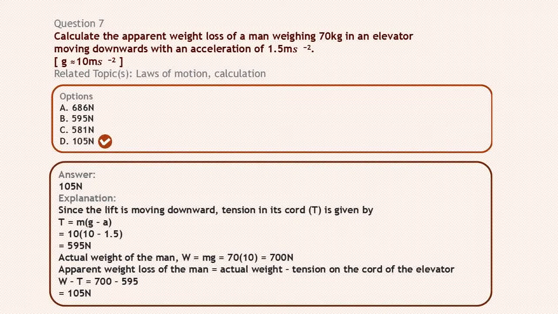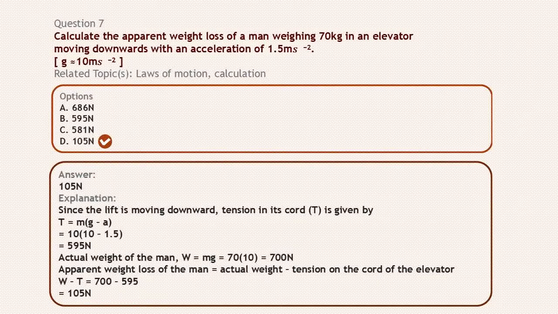Now since the lift is moving downward, the tension in the cord C is equal to mg, which is the weight of the man, minus the force with which the body is moving down. So you have mg minus ma, or m in bracket g minus a, where g is the acceleration due to gravity and a is the acceleration of the lift, or the elevator, in which the man is.